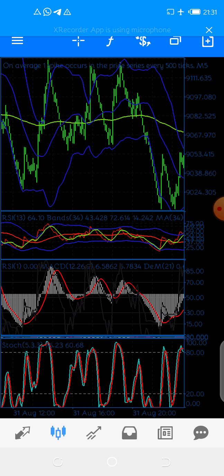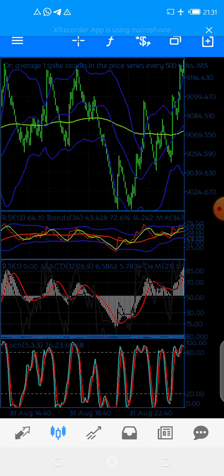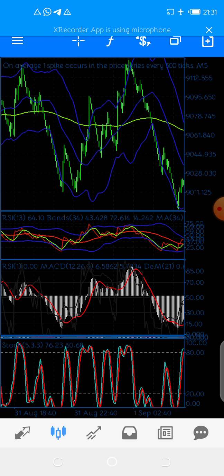Unfortunately, our stochastic at that time was not at level 80, yes, but it was a very valid signal. Okay, so at the bottom here, always look for buy opportunities. At the top here, always look for sell opportunities. This is a Boom 500.